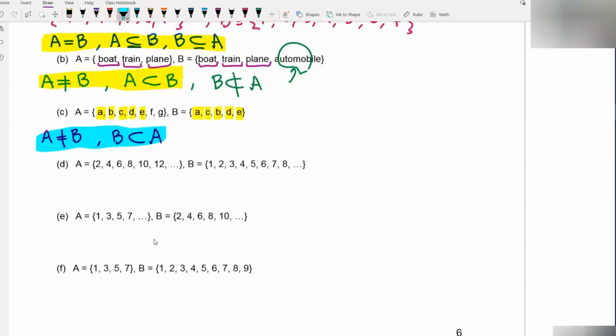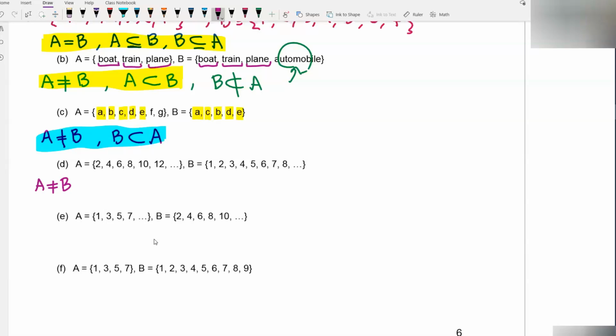Okay, the next one, part D. Set A, we have even numbers. With set B, we have natural numbers. Do we have exactly the same set? We don't, because we don't have exactly the same members and the same number of members. We have infinite numbers inside each one.